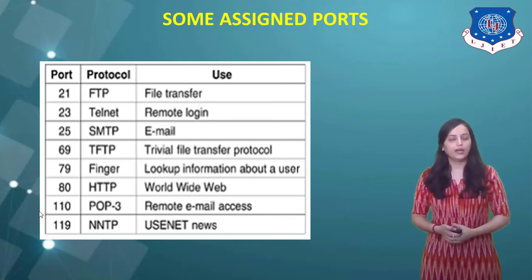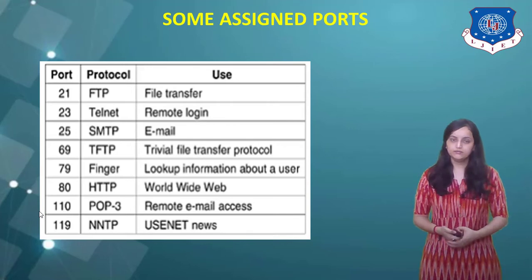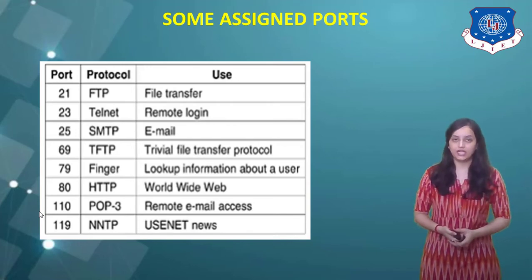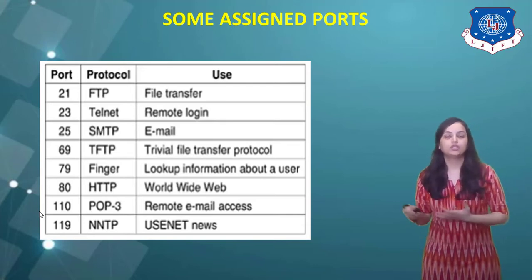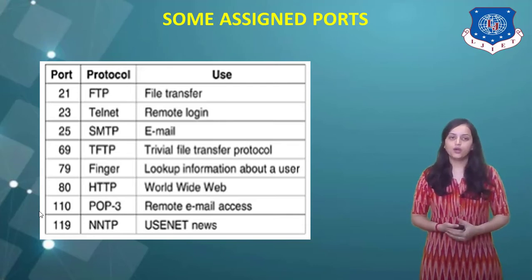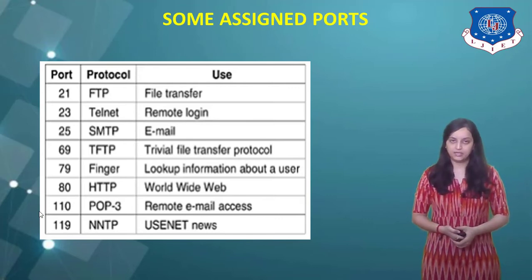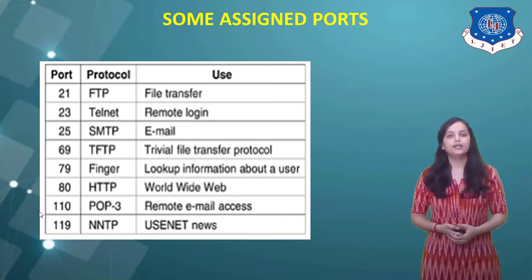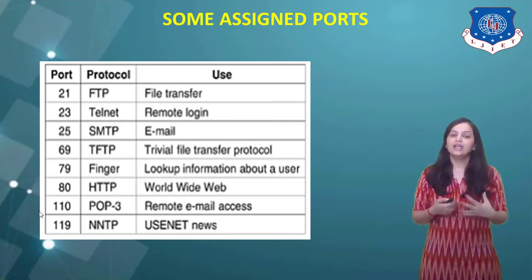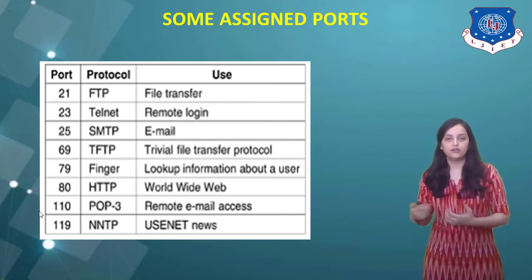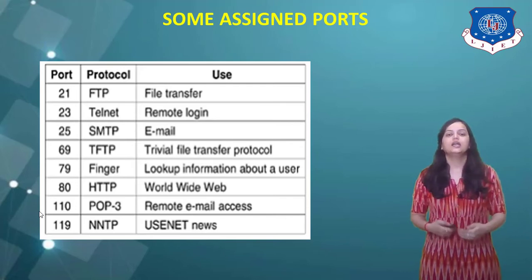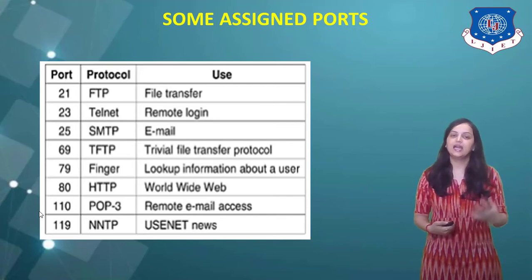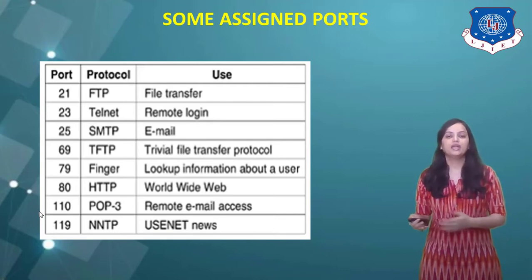Next is port number 23, which is for Telnet. Telnet stands for Telecommunication Networking. The use of this protocol is to perform the remote login procedure. Next port number is 25. This is assigned to the protocol SMTP, where SMTP stands for Simple Mail Transfer Protocol. This is basically used for email transfer or email communication. We will see email, its architecture in detail in further sessions. We will see electronic mail structures and its main parameters.